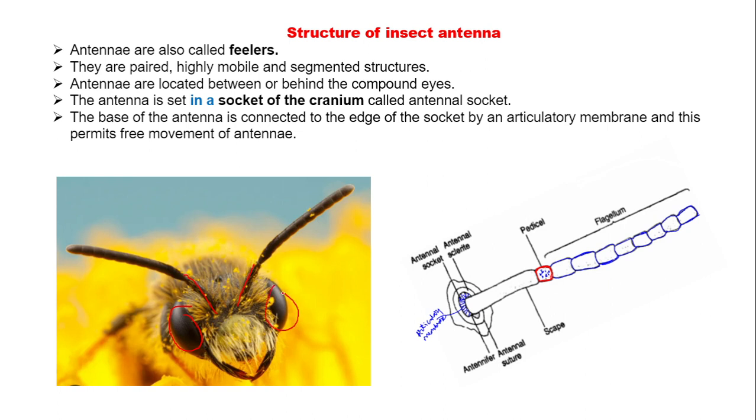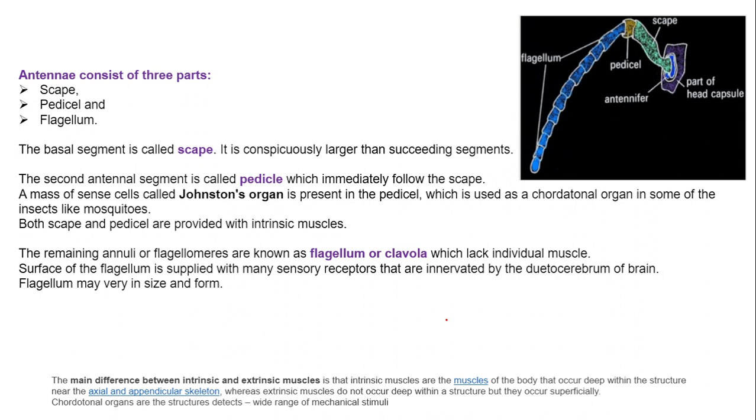The antenna is set in a socket of the cranium known as the antennal socket. The base of the antenna is connected to the edge of the socket by means of an articulatory membrane, and this membrane permits the free movement of the antenna. Antenna consist of three parts. They are scape, pedicel, and flagellum.